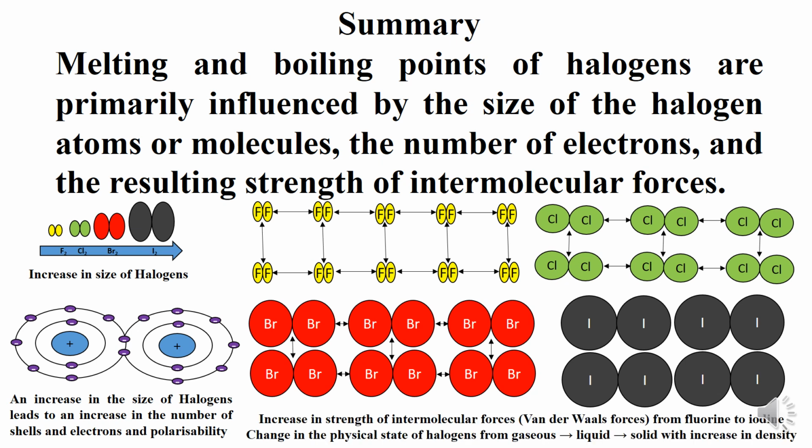So as you go down the group, there is an increase in the strength of intermolecular force, that is, the van der Waals forces, from fluorine to iodine. And you find a change in the physical properties of the halogen molecules, like melting point and boiling point. That is, the melting and boiling points of halogens increase as you go down the group. And not only that, additionally, you see there is a change in the physical state of halogens. That is, you see a transformation from the gaseous state to the liquid state, and from the liquid state to the solid state, with a corresponding increase in the density.